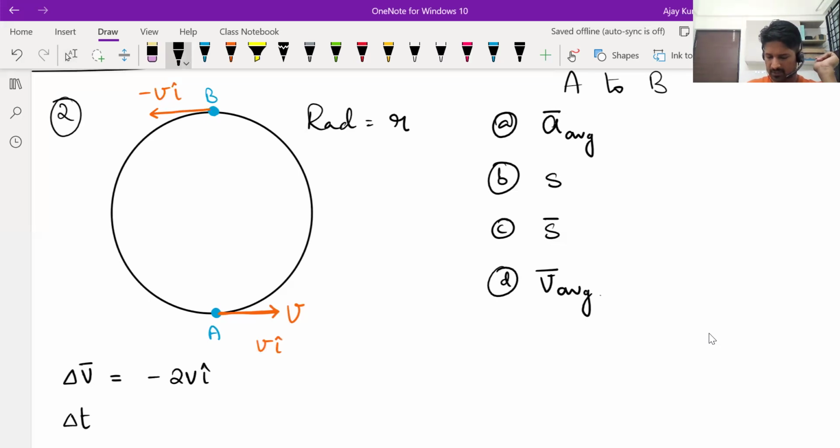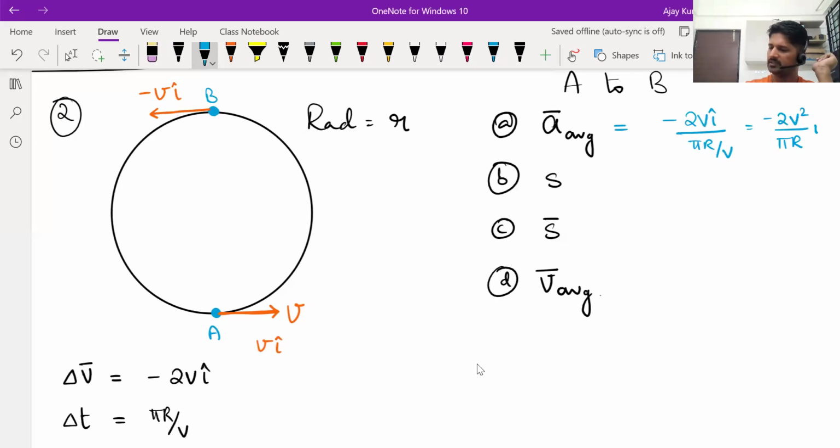Correct. Next, Aishwarya, how much time does it take to go from A to B? Sir, pi r by v. Distance by speed. Half circle distance is pi r. Speed is v. So pi r by v. Divide them, you will get the average acceleration. It becomes minus 2V i cap divided by time pi r by v. So that becomes minus 2V square by pi r i cap. That's the average acceleration. Pawan, is this clear?